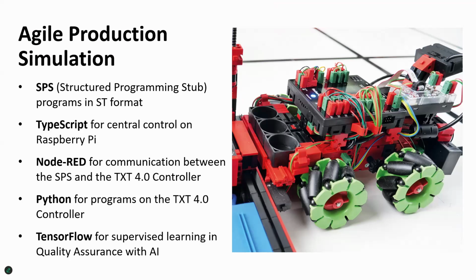Software used on the APS model includes SPS programs, structured text for the PLCs. There is TypeScript for central control of the Raspberry Pi. There's Node-RED for communication between SPS and the Fischertechnik TXT 4.0 controller. There's Python for programs on the TXT 4.0 controllers. And there's TensorFlow for supervised learning and quality assurance with AI.